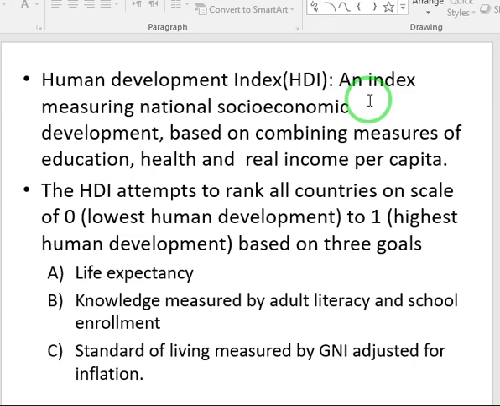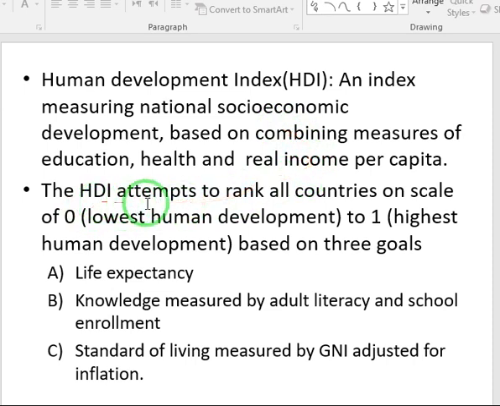When you have two time periods and you are measuring something from one time to another time, we use this index device or index tool or parameter. So this is the definition of human development index. It also means that the human development index measures the human development in terms of income, education, and health from one year to another year.